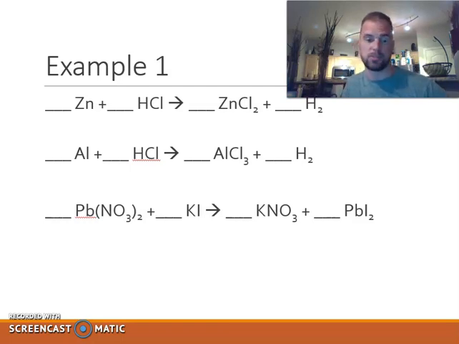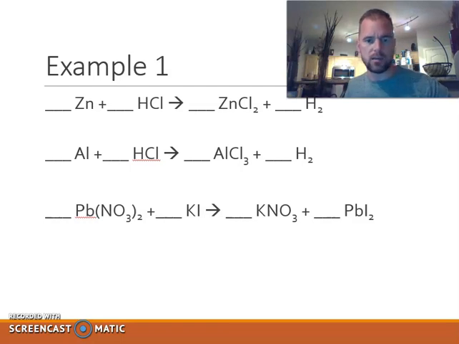I look at all my subscripts. So we have a subscript of 1, 1 and 1, 1, 2, and 2. You notice how your subscripts are all 1s and 2s. So this is going to be one of those examples where you might have to double something, and that'll make everything balanced. Because 1 and 2, those are easy.